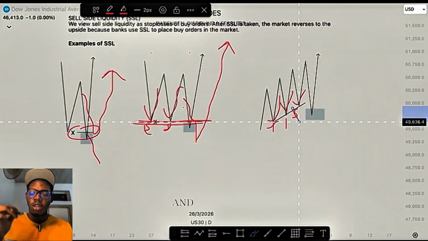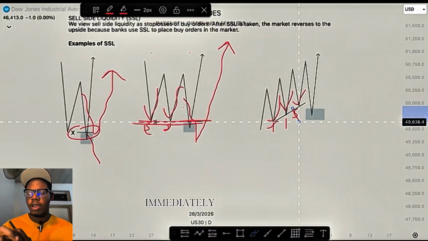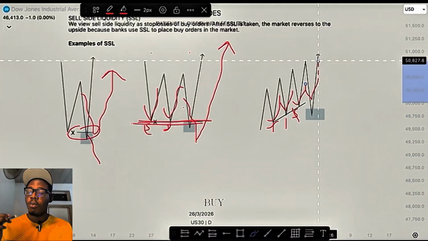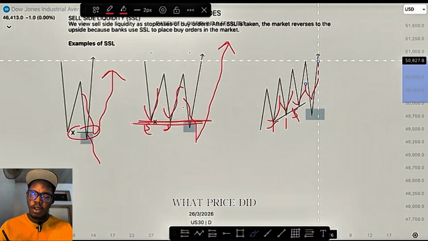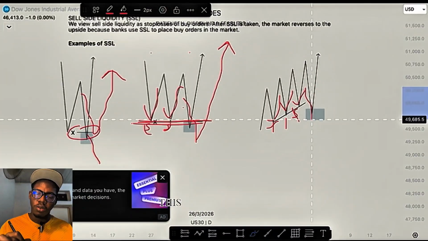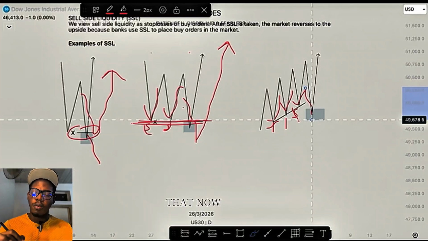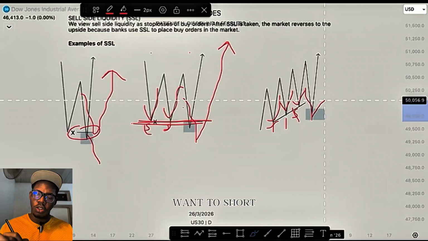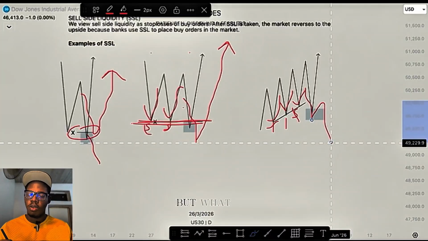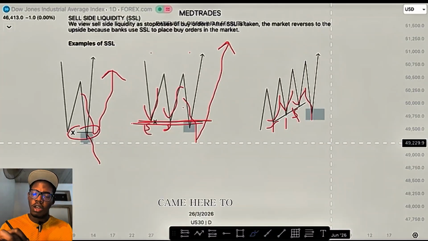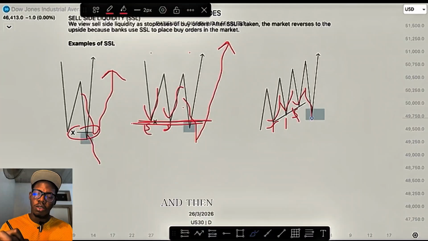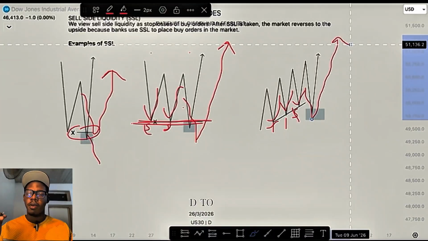Now, what people are expecting is that the price comes into this level and it's going to buy. But that's not what price did. Price rather came here and took out this liquidity right here. And in doing that, people will think that there's a breakout, and traders will want to short this market. But what did the price do? Price came here, took out this liquidity and then continued to buy.